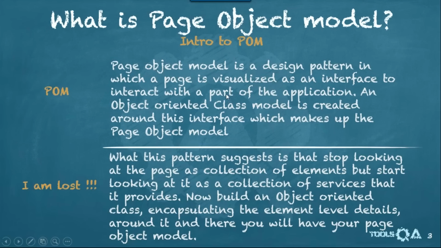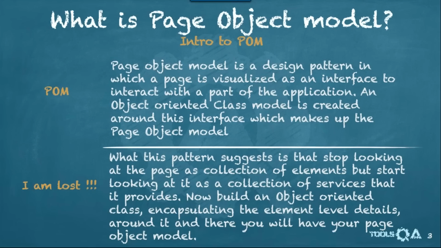Before we go into the visualization part, let me quickly read out the definition of page object model. We also refer to page object model as POM. POM stands for page object model, and it is basically a design pattern that has come up after years of problem solving. Many experienced people in the industry came up with a set of problems, and to solve them they came up with a design pattern, and that design pattern is POM.